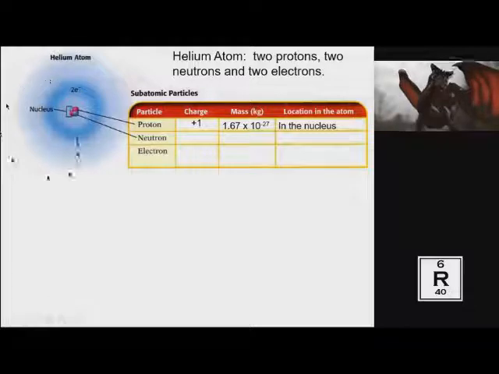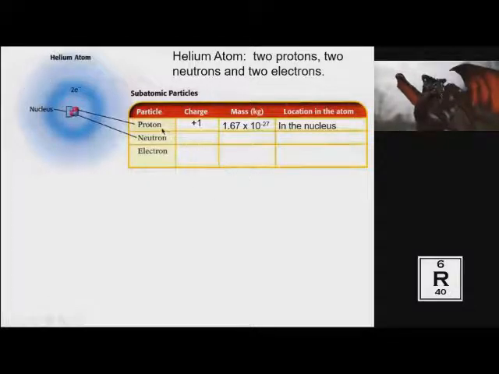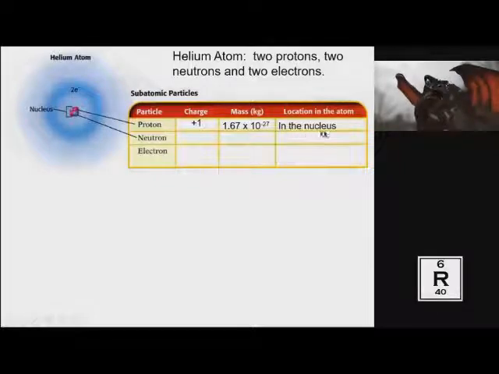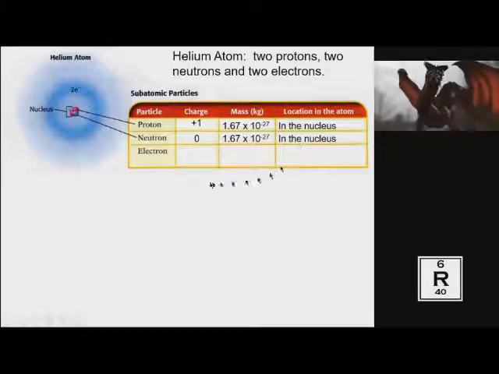So anyways, good picture. A proton has a charge of +1, and it has a mass of 1.67 times 10 to the negative 27th. And protons are located in the nucleus. Neutrons are different than protons only in that they do not have a charge. Their mass is the same, and they are also located in the nucleus.